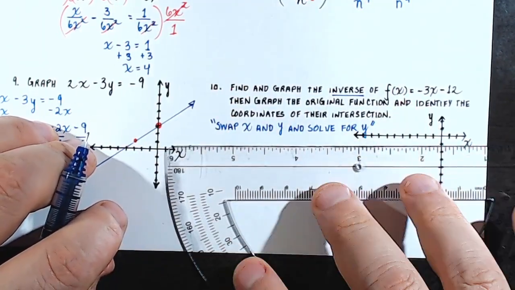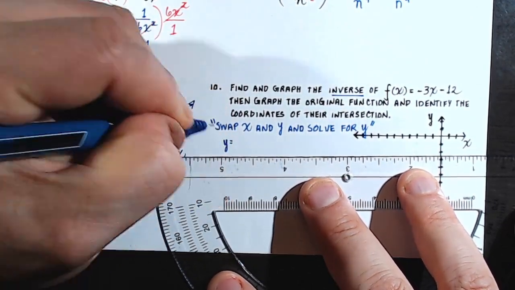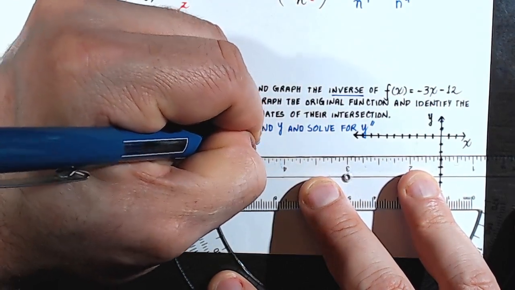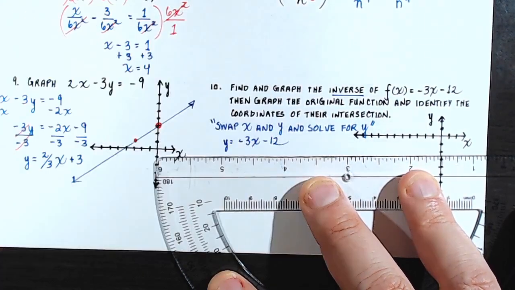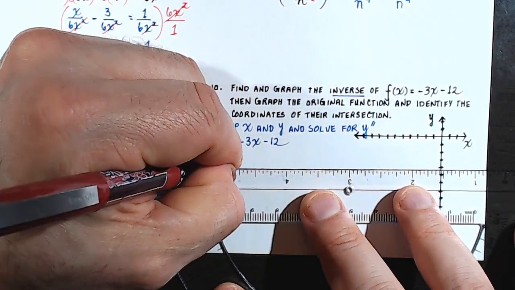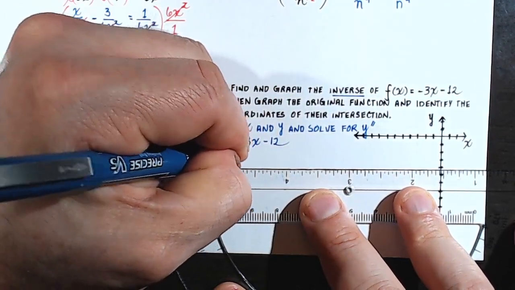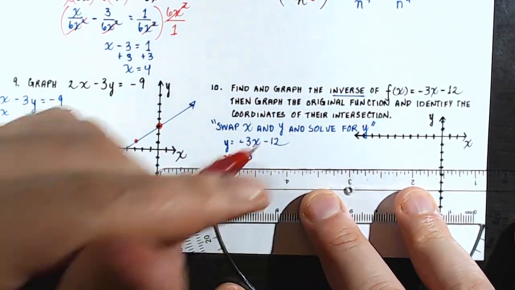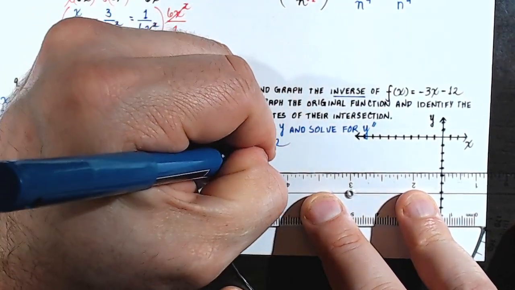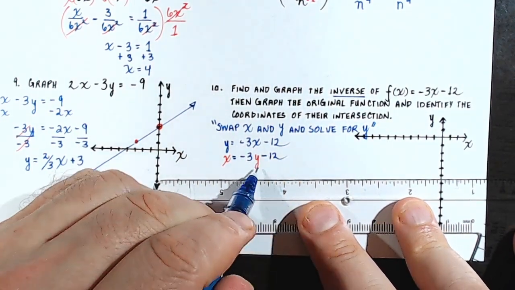Remember, y is f of x, so we'll just write y equals negative 3x minus 12. And now I'm just going to swap x and y, and I'll solve for y. So y becomes x, and x becomes y. See what I'm doing here? I'm just swapping their locations and changing nothing else about the problem. And now I'm going to solve for y.